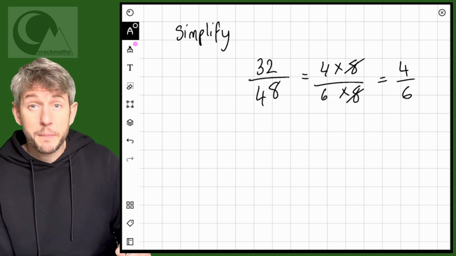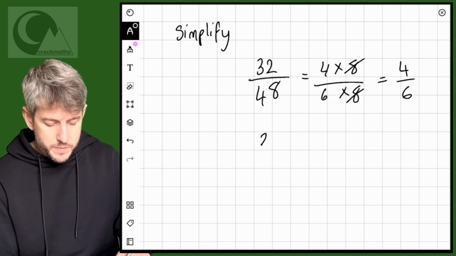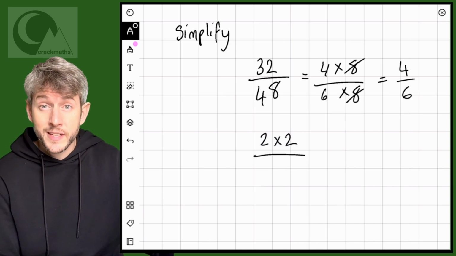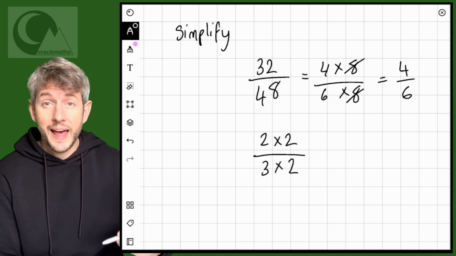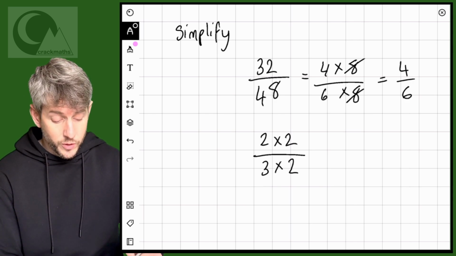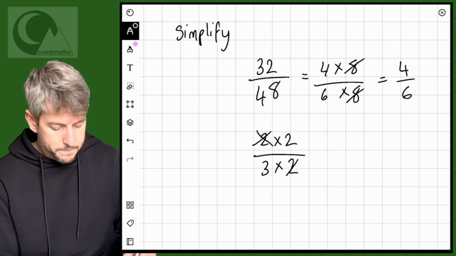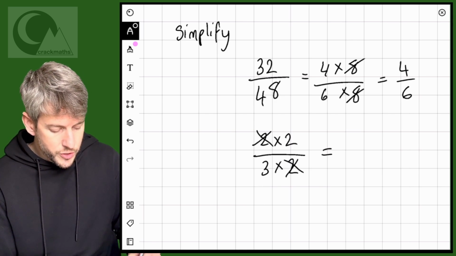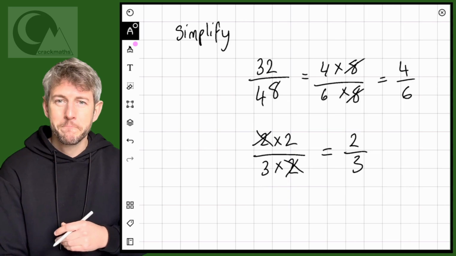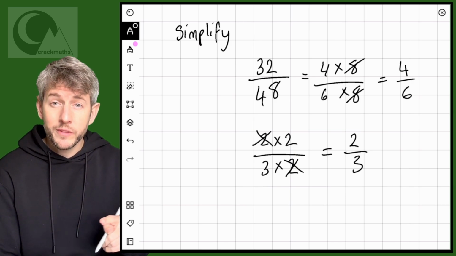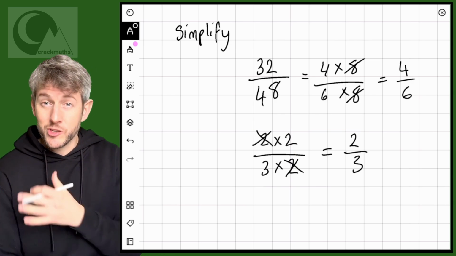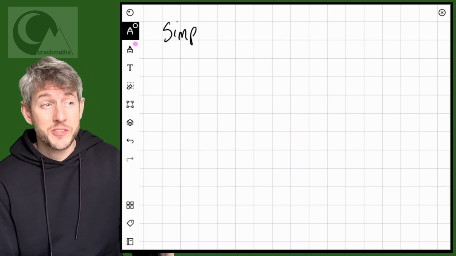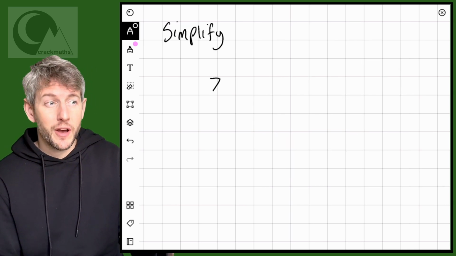So I'm going to think about 4 as being 2 times 2, and I'm going to think of 6 as being 3 times 2. And now, because I've got a 2 on the top and a 2 on the bottom, I can cancel out those, and that's going to equal 2 over 3. Right, what I now want to do is look at this method when it comes to multiplying fractions together. So let's say we've got this question here, which is simplify 7 over 9 multiplied by 3 over 14.